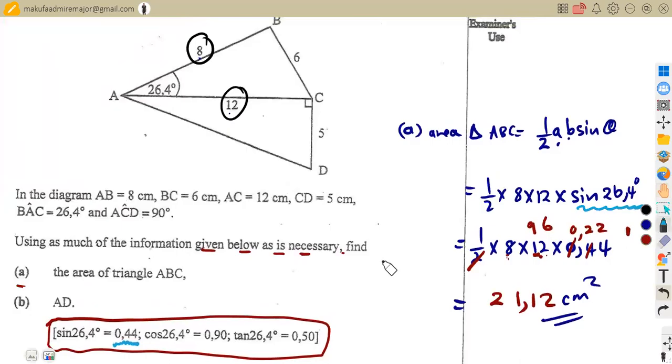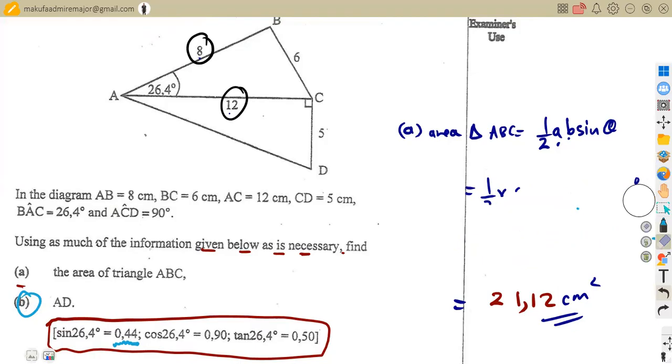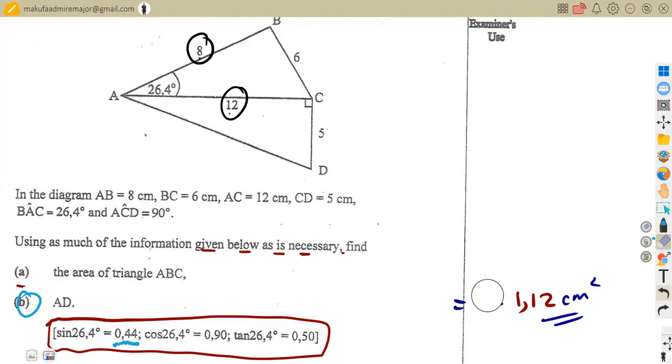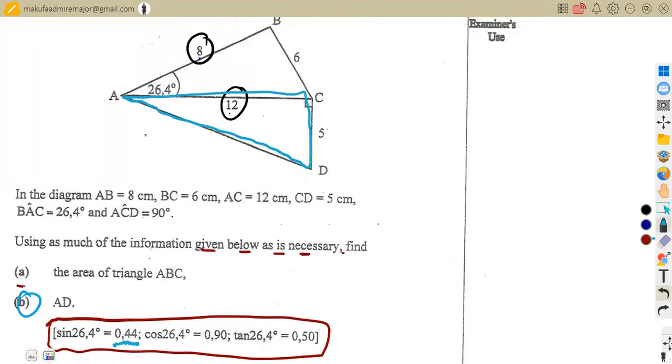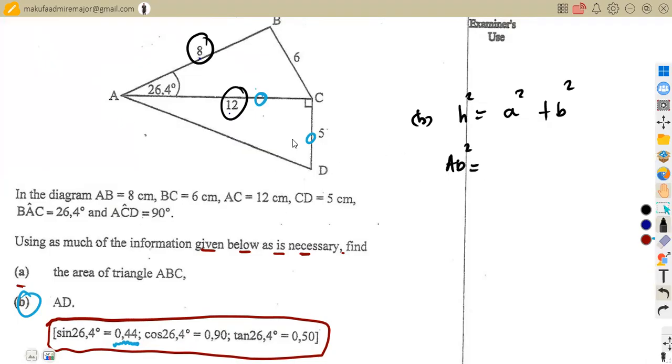All right, then the other part was to calculate the length of AD. If you check here, we've got a right angled triangle that we can consider, where AD is on a right angled triangle. So here we can just apply Pythagoras theorem, since we have two sides on a right angle triangle, and Pythagoras theorem says that h squared is equal to a squared plus b squared, whereby h is representing AD. So AD squared will be the square of these two sides. That will be 12 squared plus 5 squared.